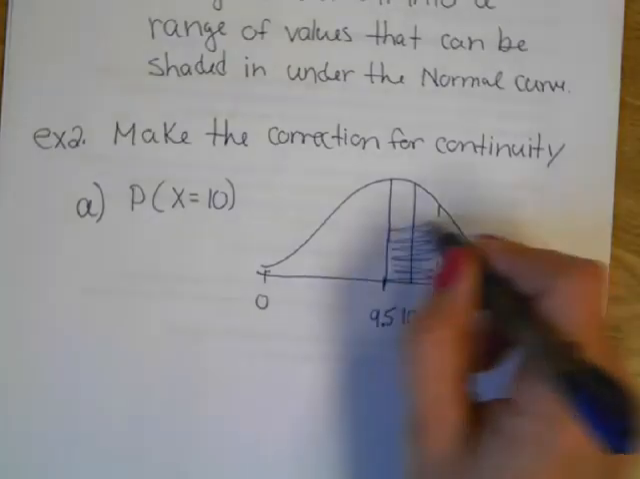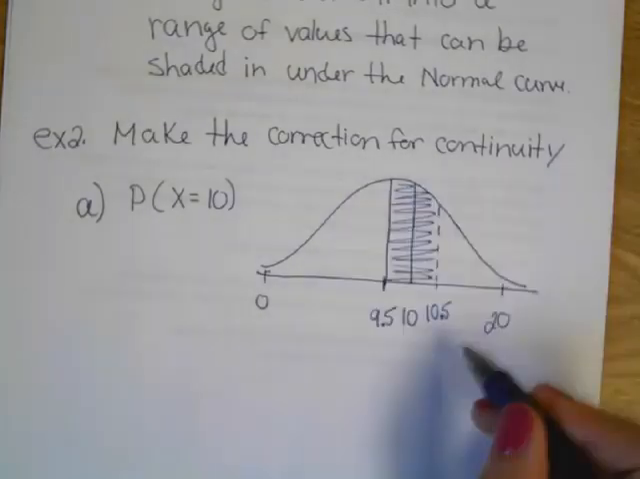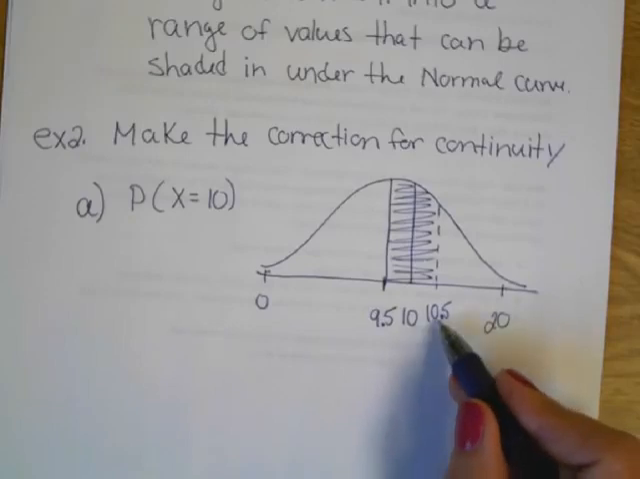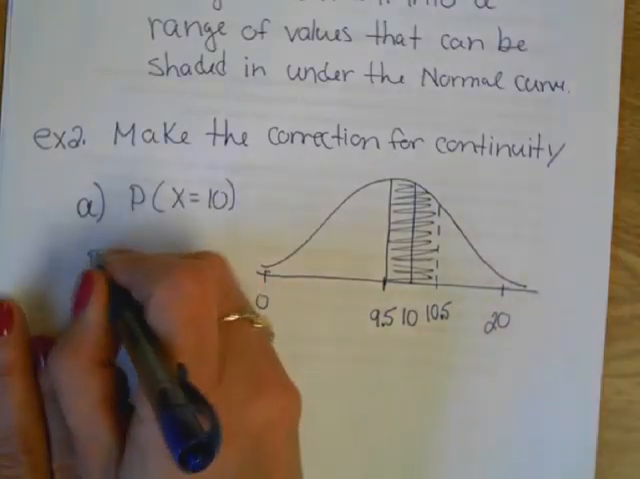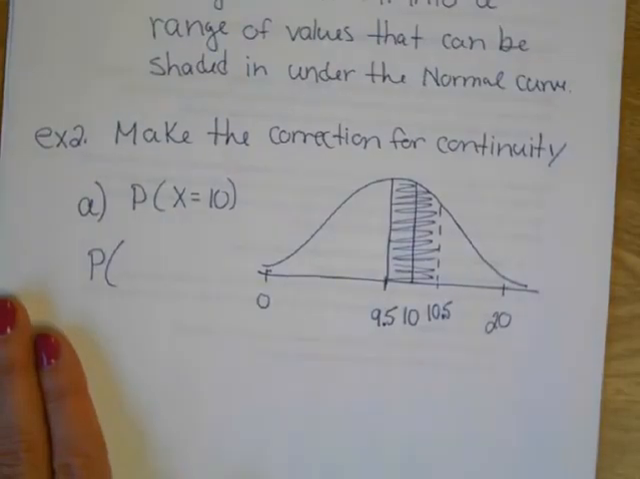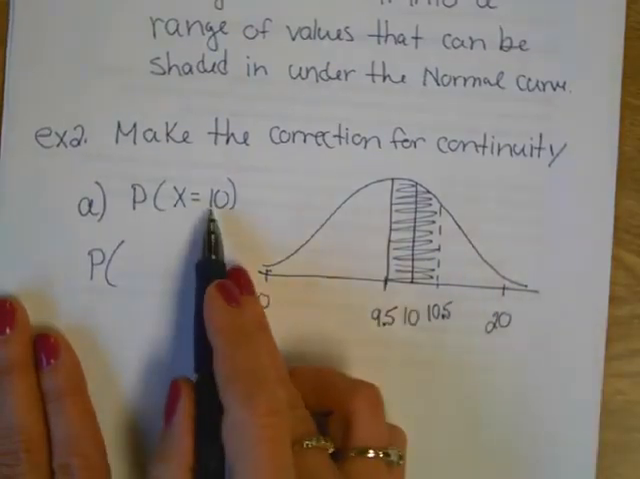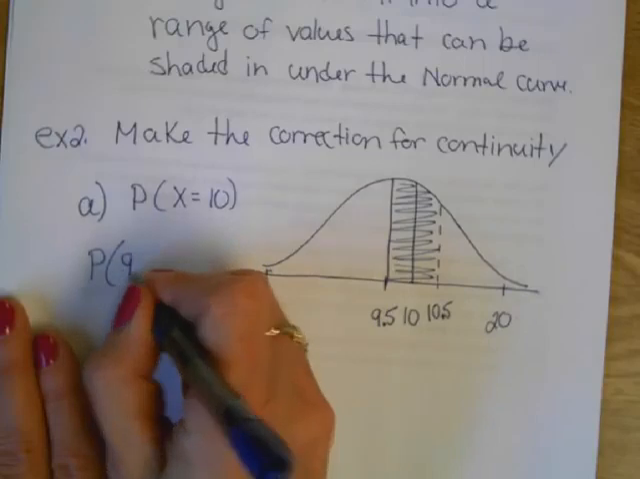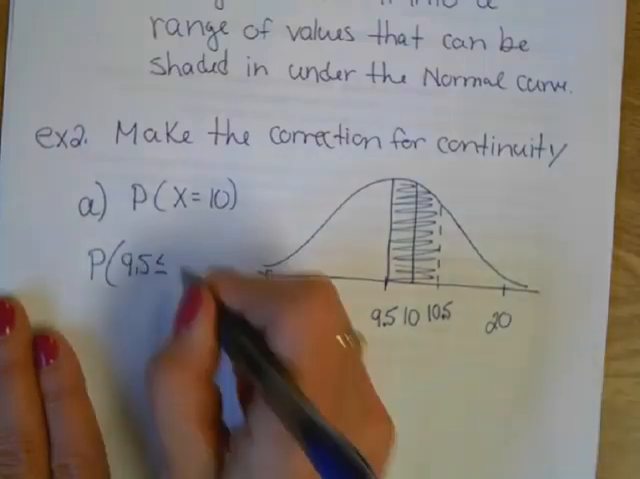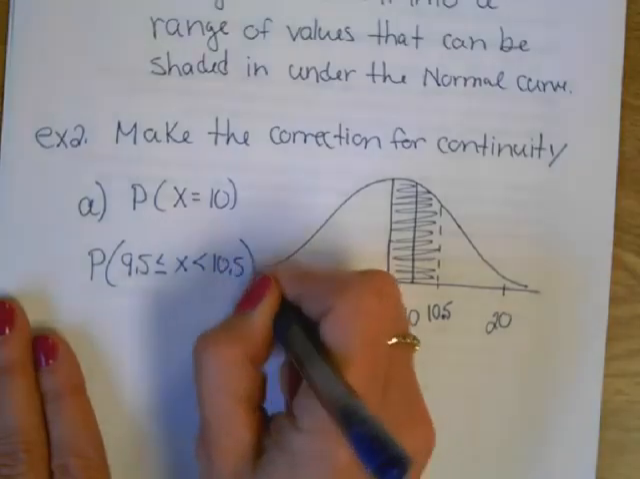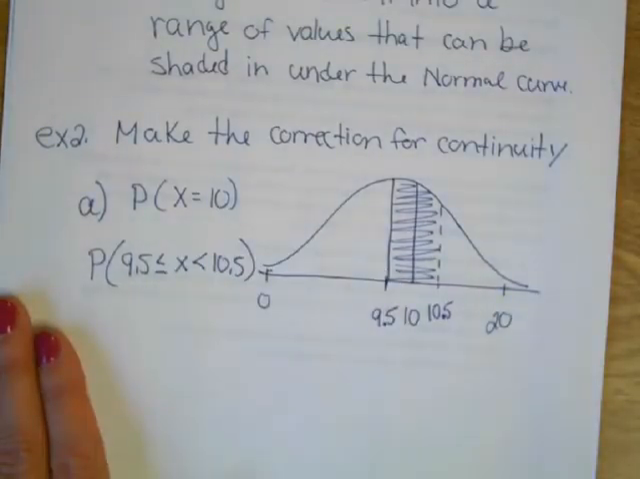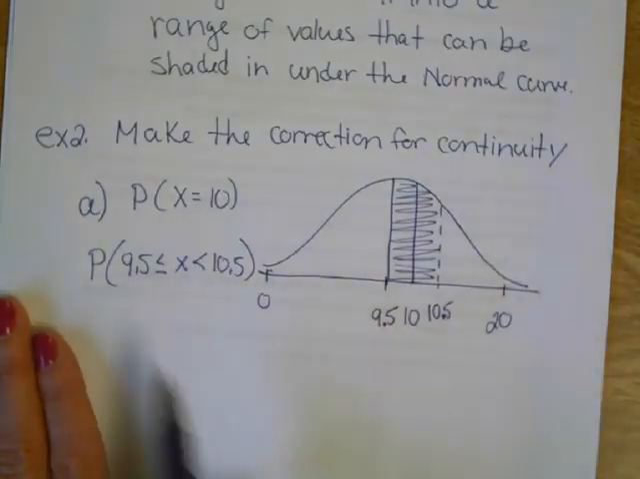Not that it matters, because we would be turning both 9.5 and 10.5 into z-scores. But in order to rewrite this, in order for us to use the normal distribution, we would change this x equals 10 to anything greater than or equal to 9.5 but less than 10.5. That's called making the correction for continuity. We need to change the whole number into a shaded region.